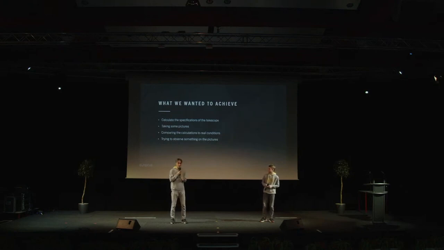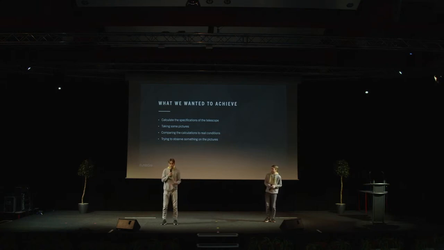Then what we wanted to achieve, or how we did our project: first we calculated the specifications of the telescope needed to see the object on the surface. Then we took some pictures of the moon, and then we compared them to our calculations. And we also hoped to see anything worth our attention on the photos.